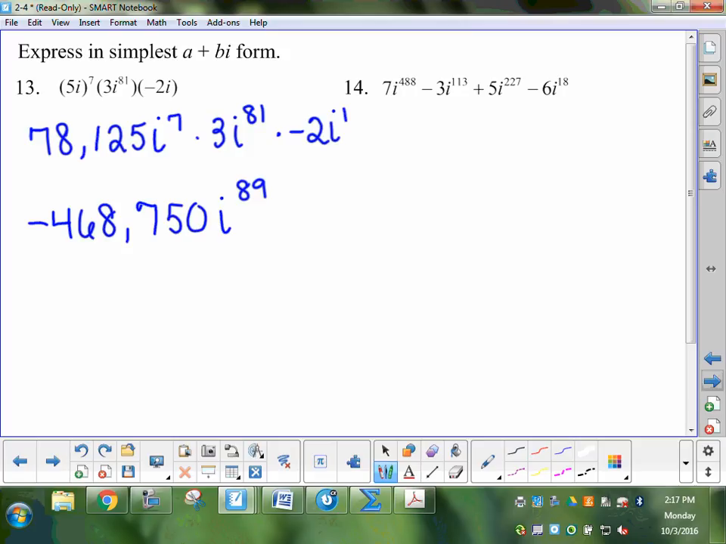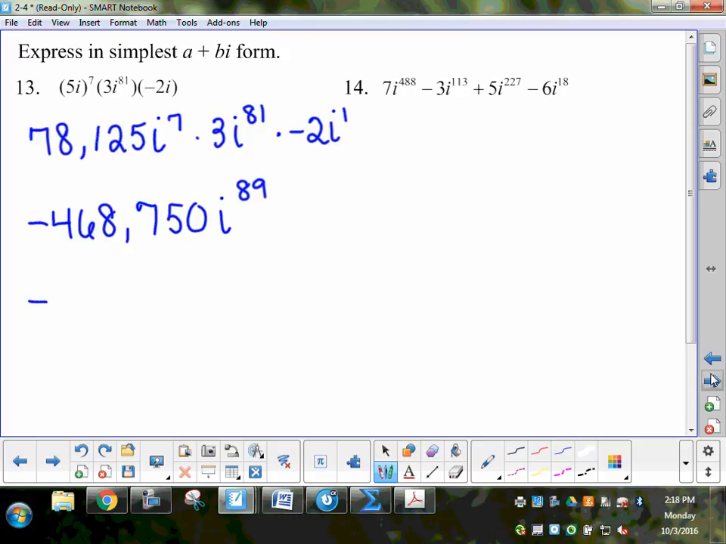Now this needs to be simplified down. So I need to find a multiple of 4 that's near 89 to help me with the simplifying. We've got 1, 2, 3, 4. The multiple is 88. There you go. 88 would fall up top. 89 is 1 over. So 4, 6, 8, 7, 5, 0, i.